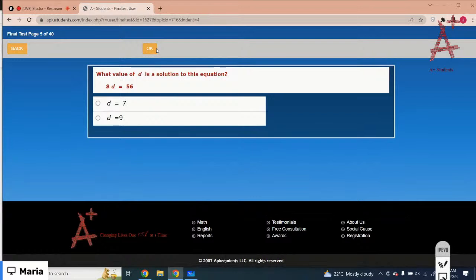Okay, what value of d is the solution of the equation 8d equals 56? So remove that 8. 8d equals 56, so just divide both sides by 8. Got it? 8 and 8 cancel out each other. And 8 times what number is 56? 8 times 7 is 56. That means the correct option is d equals 7. Got it?